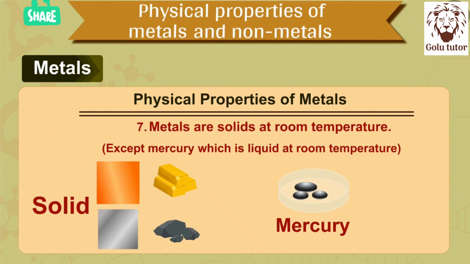The seventh property of metals is that metals are solids at room temperature except mercury, which is liquid at room temperature. Most metals are solids at room temperature and there is only one metal which is liquid at room temperature, which is mercury.